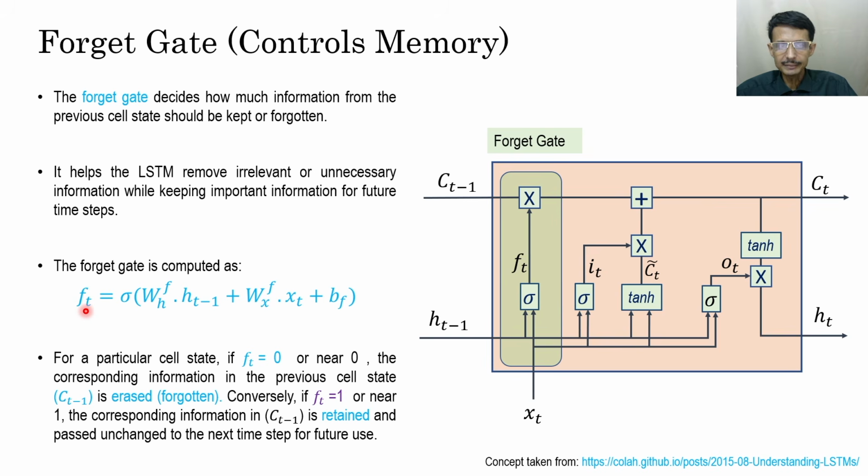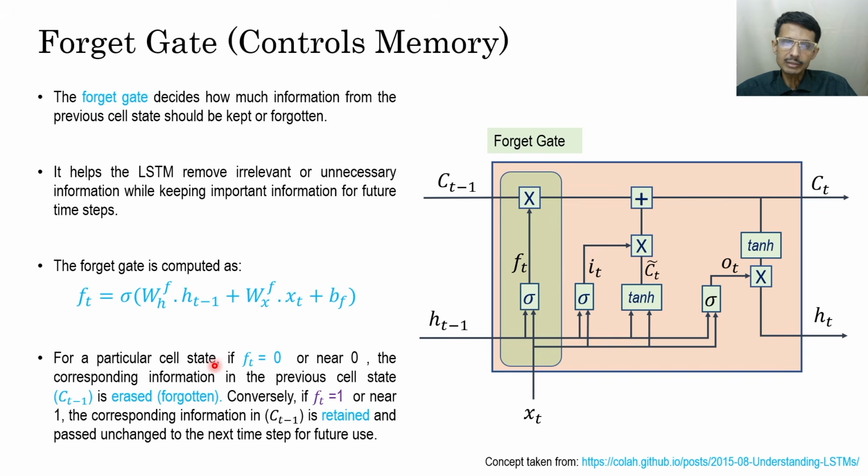So what is f of t? This sigma is a nonlinearity. Then Wh of f, for forget, is multiplied with h t minus 1, that is the information coming from the previous state, plus Wx of f times x t, plus the bias, and all our f is because of this gate.